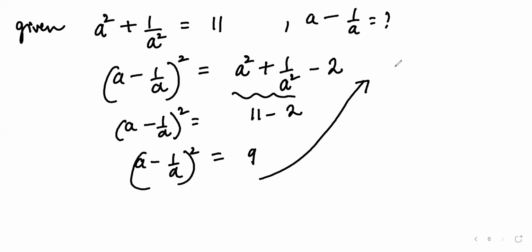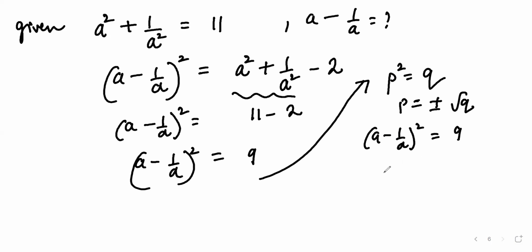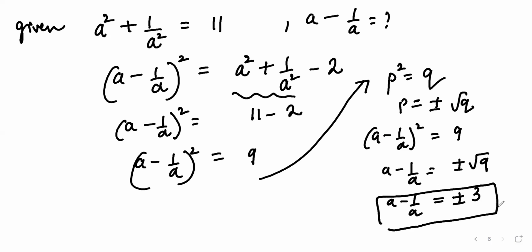Related to the same thing we did in the previous slide, P square is Q. What is P? P is plus or minus root Q. So A minus 1 by A is plus or minus root 9. Now root 9 is a fixed, standard value. We know root 9 is 3. So plus or minus 3 is the answer expected. So this is again another question from algebra. Let's move on.